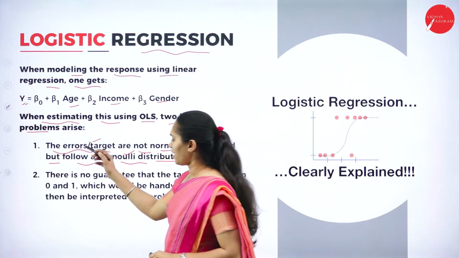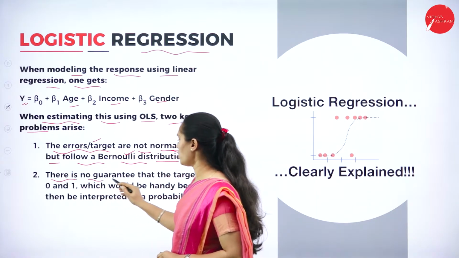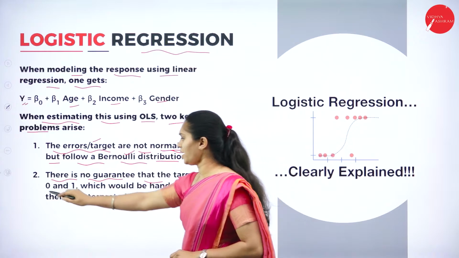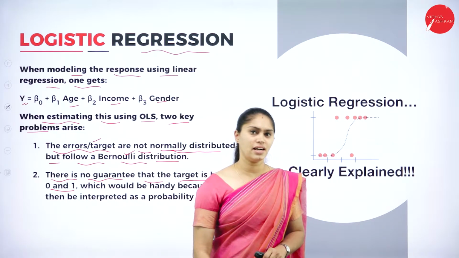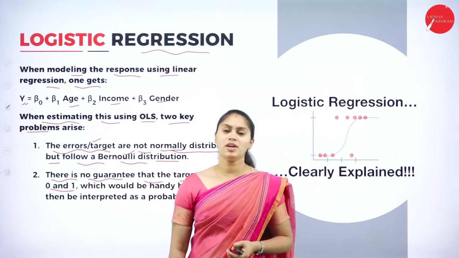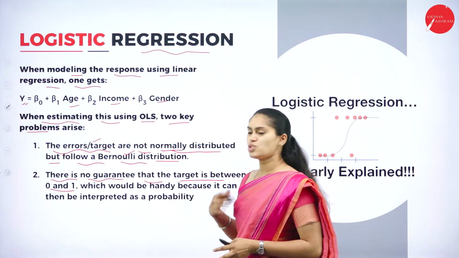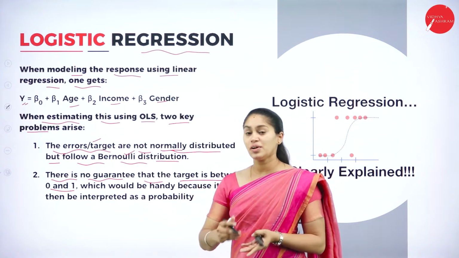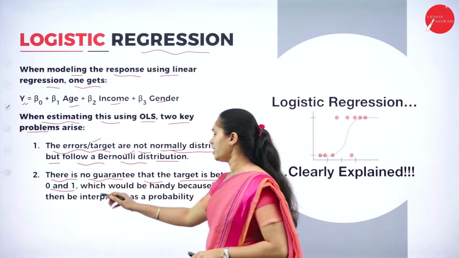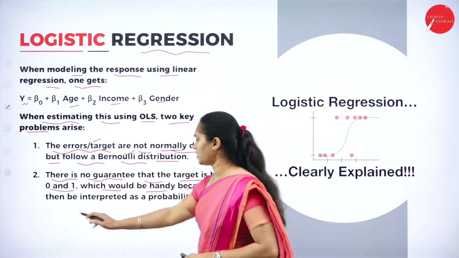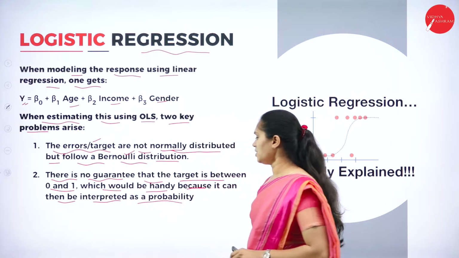And also we have to consider another problem. There is no guarantee that the target is between 0 and 1. So I can't predict that the value is going to be only between 0 and 1. It can be either lesser than 0 or even greater than 1, which would be handy because it could then be interpreted as a probability.